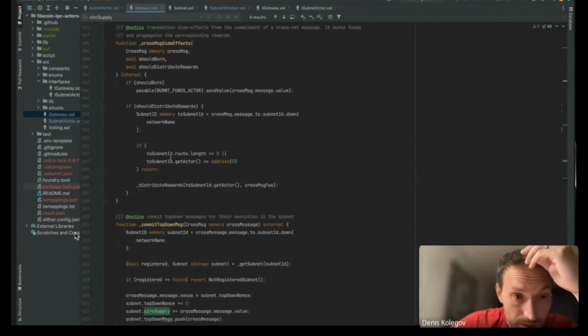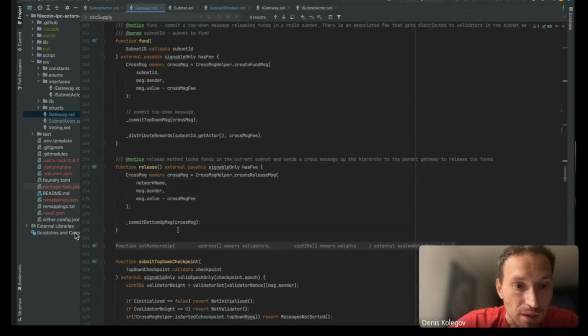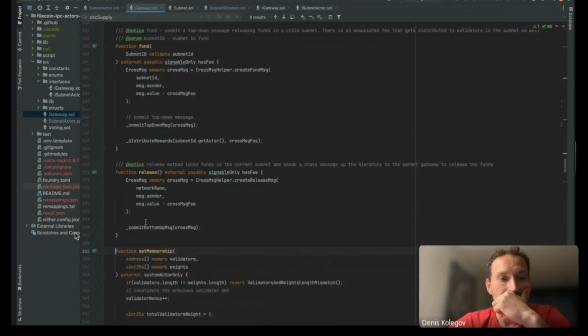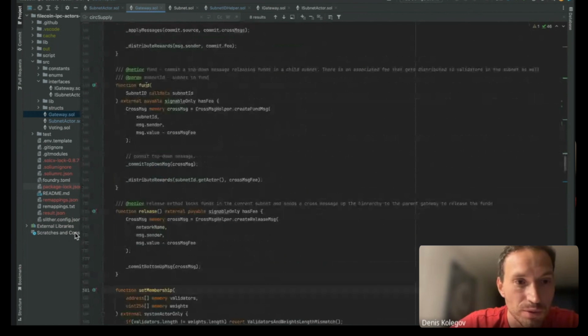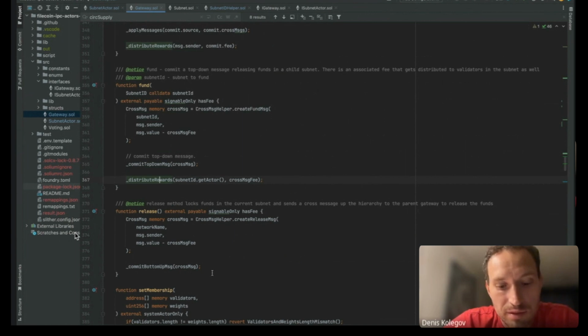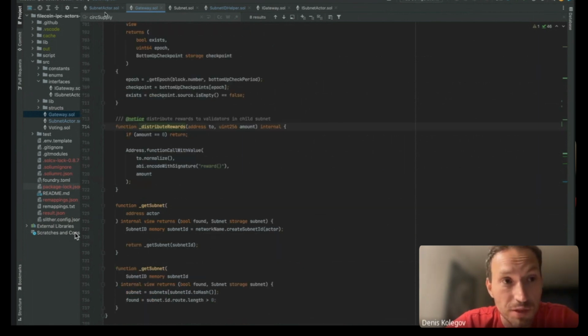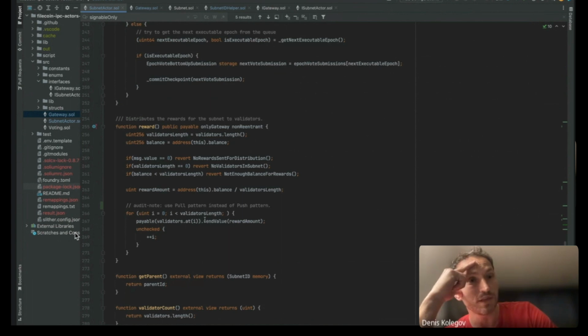Okay, so what we call it in release and fund, right? Fund, right, and commit child check, also commit child check. So we've called fund, and then we call distribute rewards, and cross message fee is a constructor parameter. So if it's zero, then the reward is also zero. So at least if the cross message fee is zero, then it means that the fund method doesn't work.